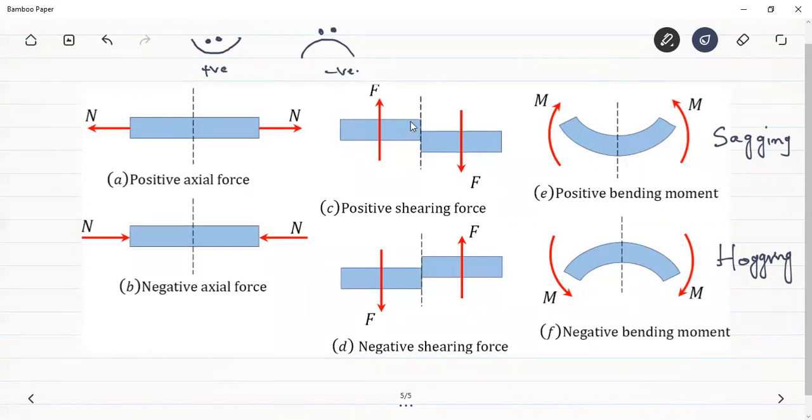So what is the effect of this positive shearing force? The left hand side of the section tries to go upwards and the right hand side tries to go downwards. So this is the positive shearing, and the vice versa is the negative shearing. We are not interested in the axial forces because the beams are not subjected to axial force, they are only subjected to the transverse forces, but still you can remember the convention as we had seen in the truss. This is tension and this is compression.